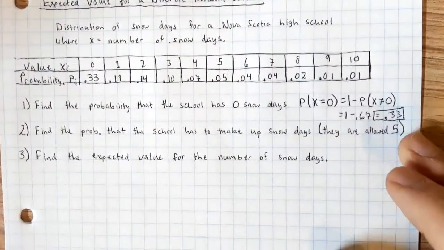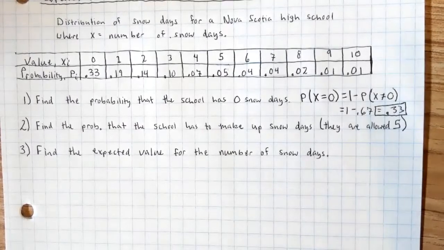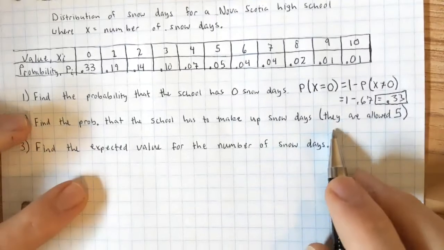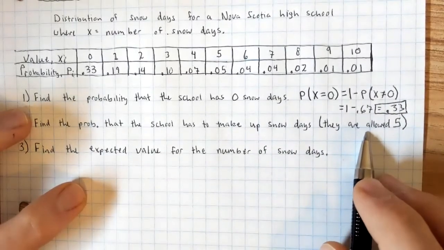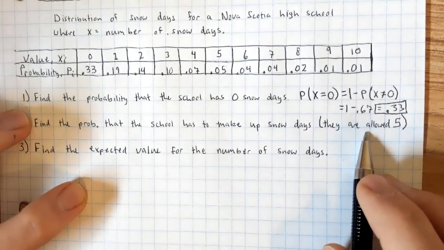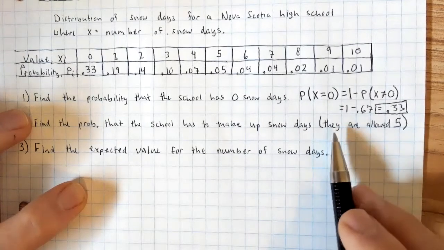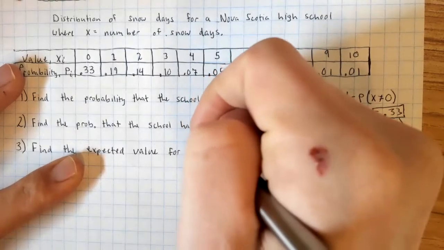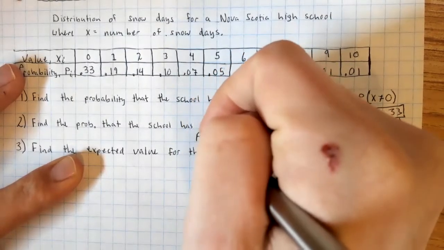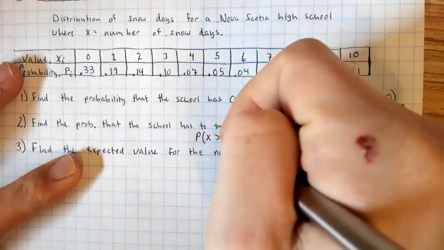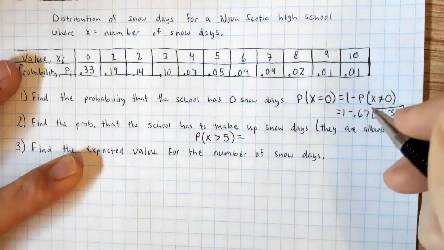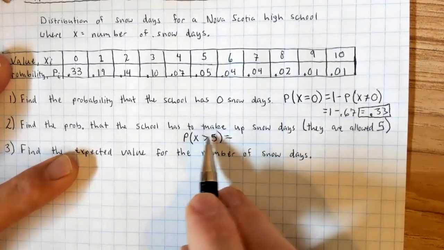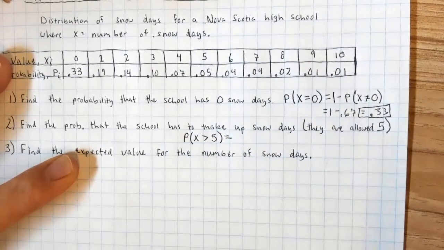Okay, question 2: find the probability that the school has to make up snow days at the end of the year. So it cuts into their summer vacation a little bit. They're allowed 5, so as long as they have 5 or fewer, they don't have to tack on extra school days at the end of the year. So we're trying to find the probability that x is greater than 5. It's greater than 5, so we don't want to include the 5 here. They can have 5 snow days and not have to make up anything.